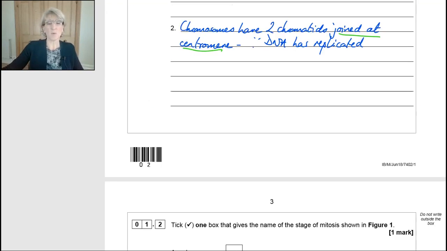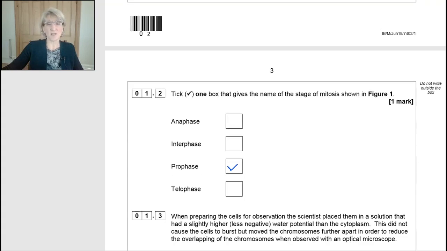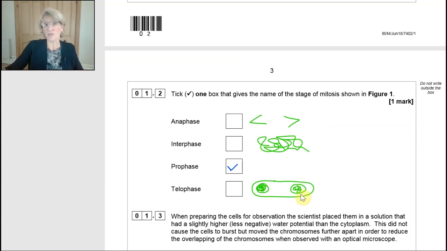Next question, tick one box that gives the name of the stage of mitosis. Well, by a quick process of elimination. Anaphase is when the chromosomes are like this in the cell. Interphase is when all the DNA is completely uncoiled. There aren't even chromosomes, so it's definitely not interphase. And telophase is when you've got either the chromosomes or actually nuclei at each pole of the cell, so it's not telophase. And prophase was the right answer.